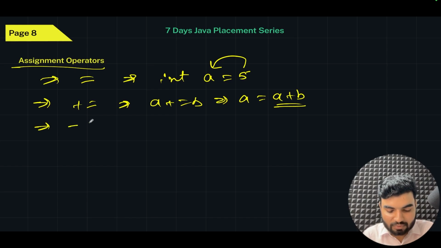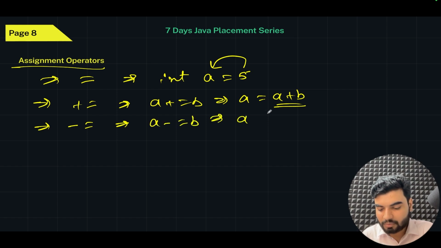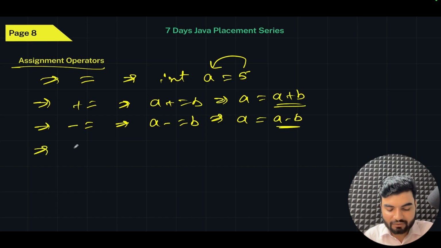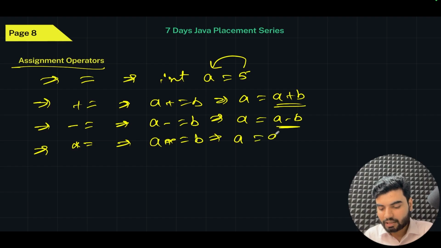Now here another thing is minus equals to. If I write it like this, it means simply that a equals to a minus b. So first we'll solve, then it will come to the left side. Again here, if I write multiplication equals to, that means a multiplied by b. And similarly the division and modulus, everything.